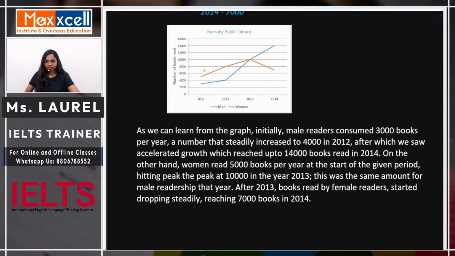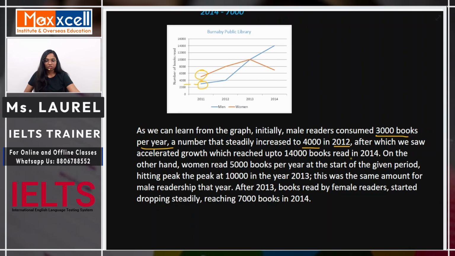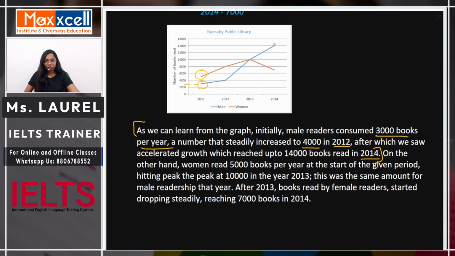Here we can see this blue line, here we can see 3,000. We have already marked these details, so I am just writing them down. Initially male readers consumed 3,000 books per year, a number that steadily increased to 4,000 in 2012, after which we saw accelerated growth which reached up to 14,000 books read in 2014. Now here you can see within one sentence we have covered a lot of details. We have almost covered every single point of growth in the case of the males.